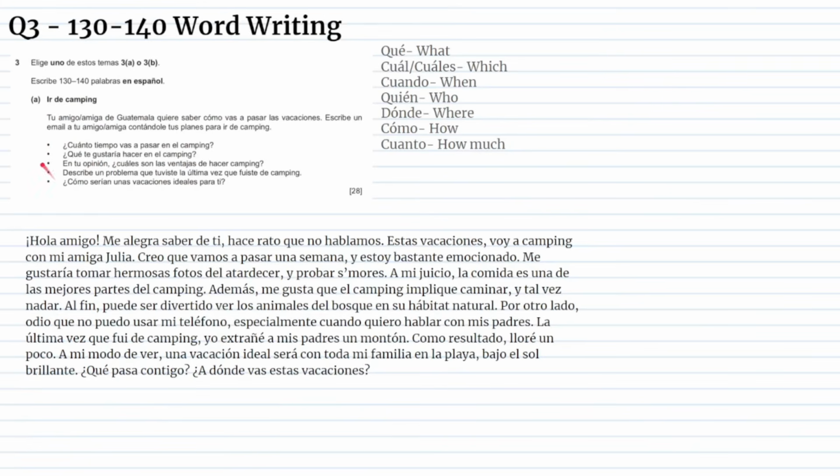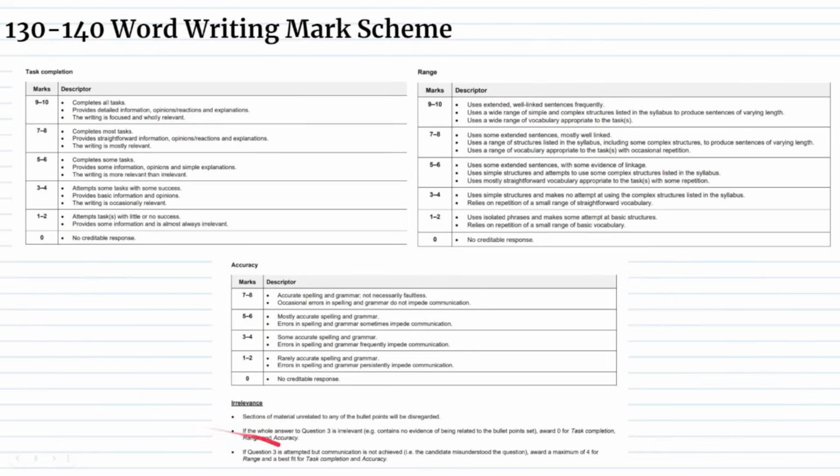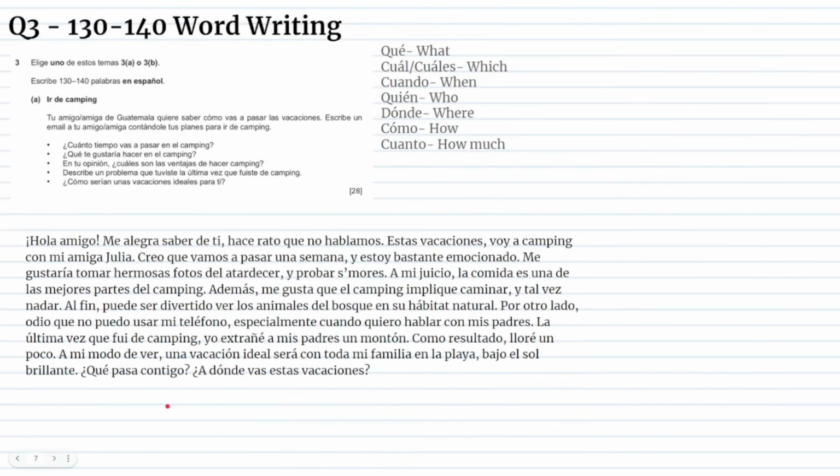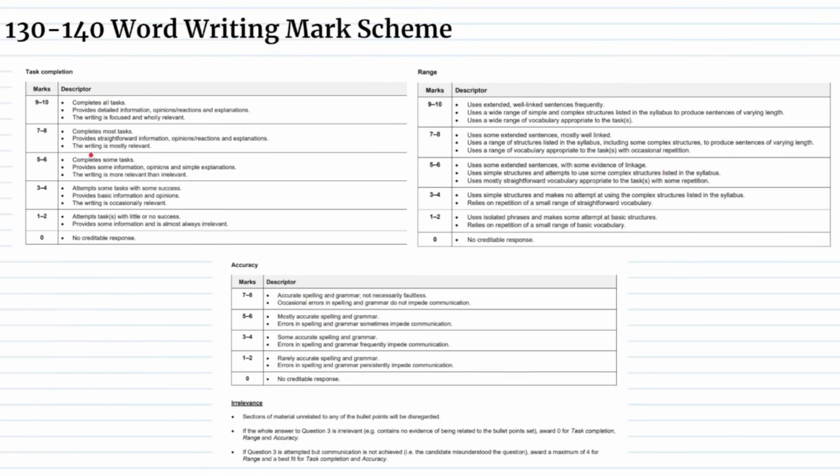You guys don't want a 0, right? Answer these questions directly. Make sure that in your writing, every single one of these boxes are ticked. Lastly, if question 3 is attempted but communication is not achieved, they have misunderstood the question, award a maximum of 4 for range and a best fit for task completion and accuracy. And honestly, the only way you can misinterpret this is if you don't know these right here. This gives you the basis of your question. So please know these question words. And furthermore, practice your Spanish, practice the syllabus guide, because a lot of these topics are going to come straight out of that. And if you're not able to elaborate on that, you're going to have a problem.